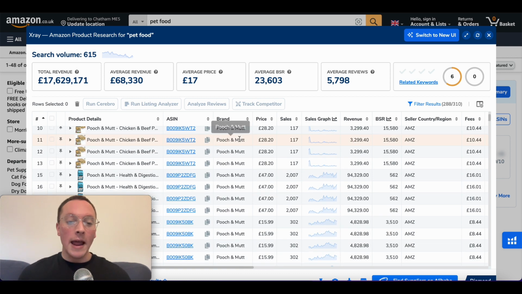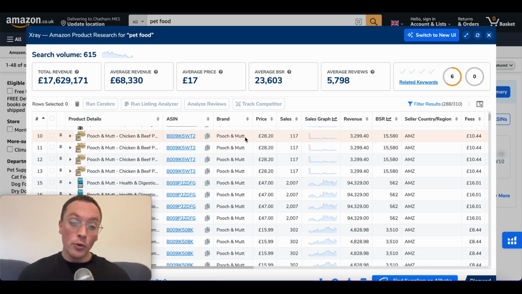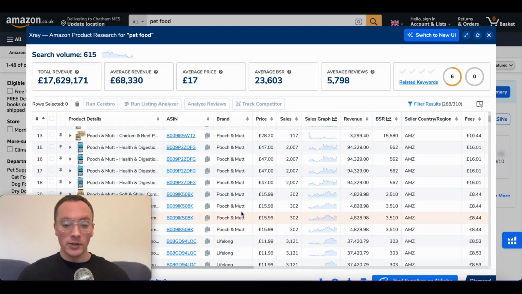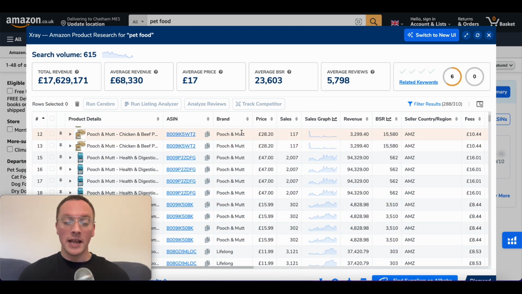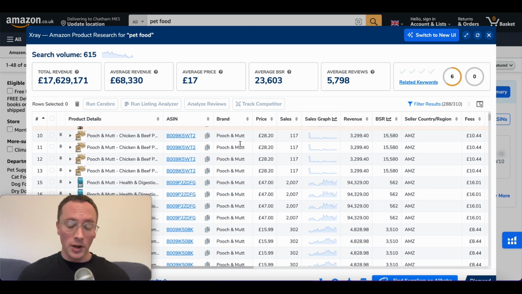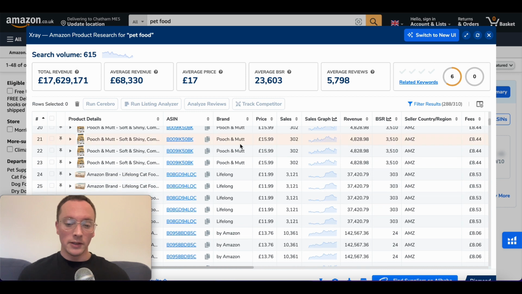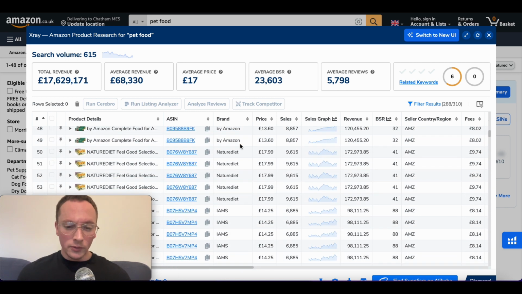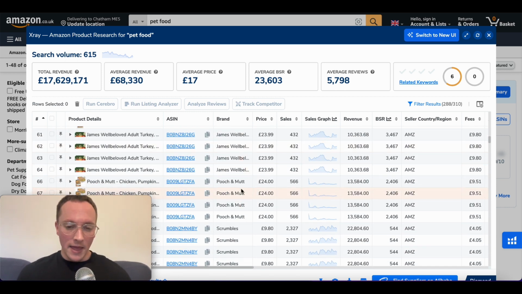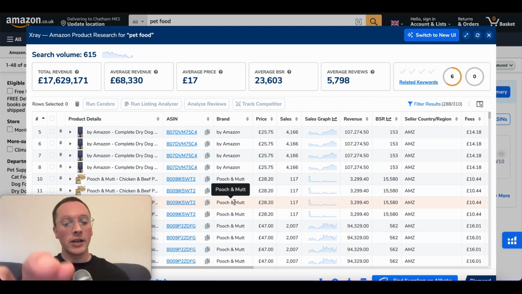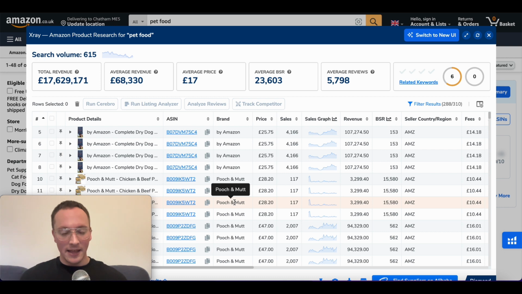If they're by one brand, as you can see here, guys, Pooch and Mutt, this brand has got all of these top spots here. 1, 2, 3, 4, 5, 6, 7, 8, 9, 10, 11, 12, 13 products. I know they're variations, but they've still got 13 products in this keyword. Have they got any more? One there, one there, one there, one there. So if a brand is totally dominating, X-Ray also gives us the ability to see that. I would avoid brands that are dominating a niche, guys.